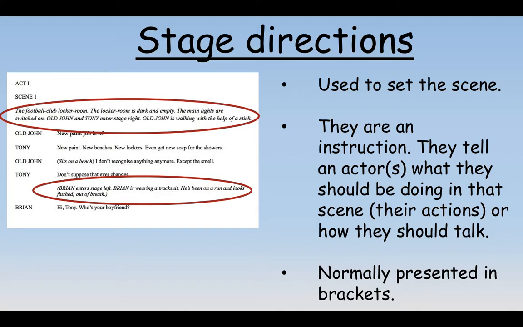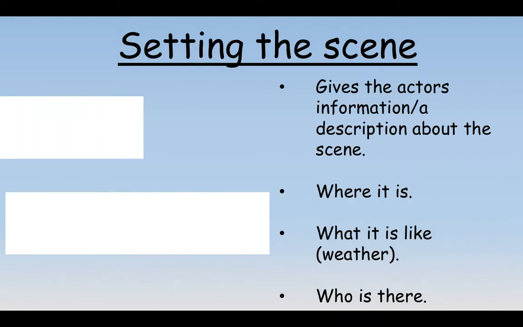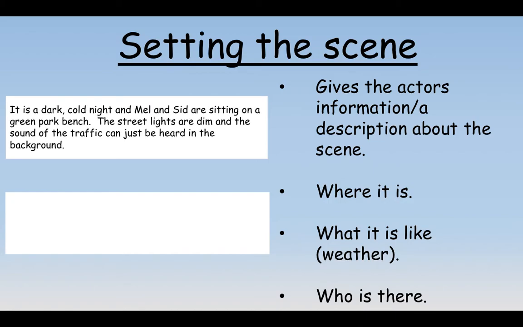Right, they are an instruction. They tell an actor or actors what they should be doing in that scene. So their actions, their emotions, or how they should talk. Normally presented in brackets. Sometimes they're done in italics. So there's scene 1 in italics rather than in brackets. Right, setting the scene. Gives the actors information, a description about the scene.